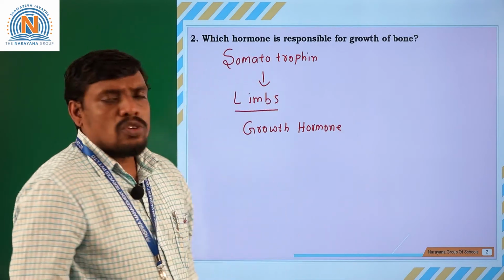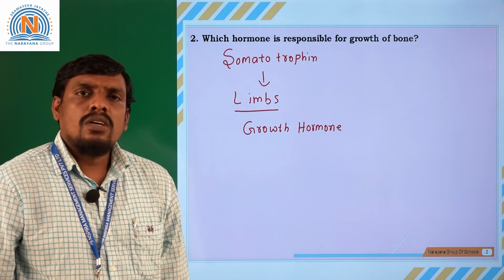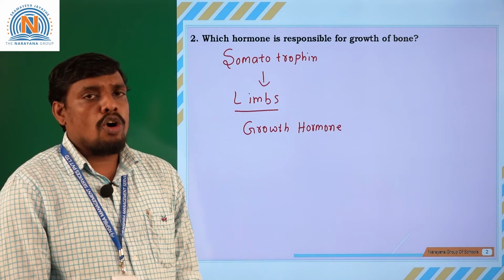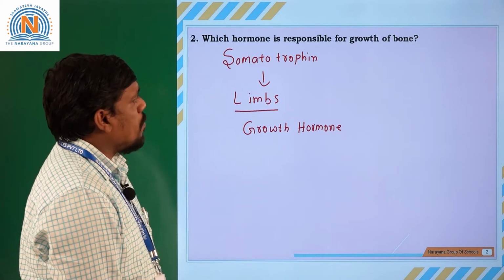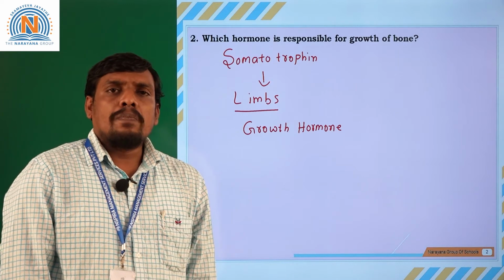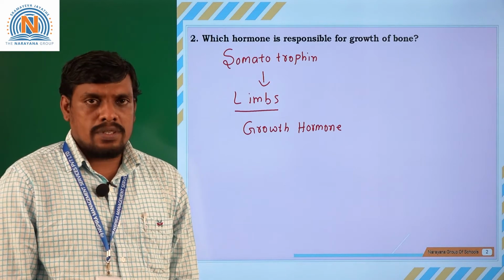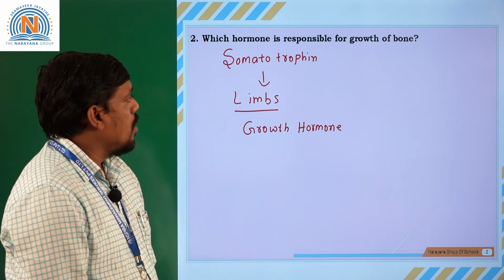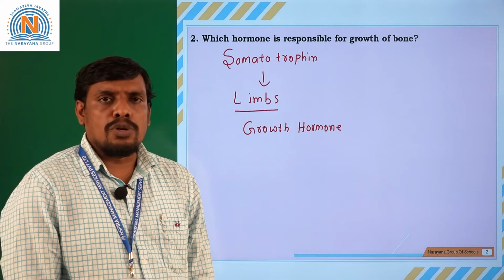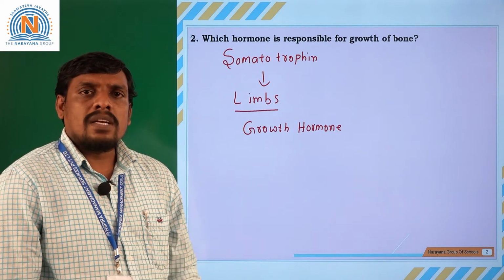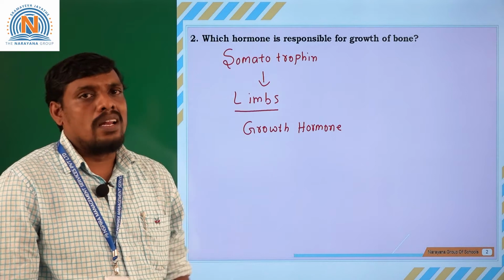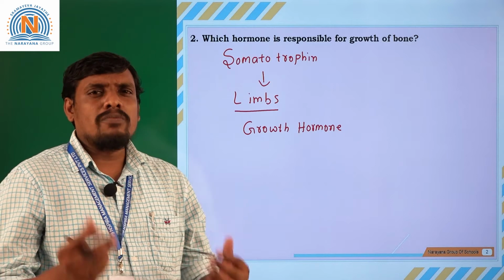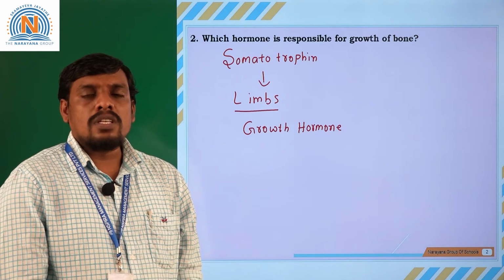If somatotrophin is not produced, what will happen? Growth of these forelimbs and hind limbs will be obstructed or damaged. So lack of somatotrophin causes poor development of our forelimbs and hind limbs. That is considered dwarfism. If a high amount of somatotrophin is produced, what will happen? The person grows above the normal level. That is called gigantism. Clear, students? That is not required, but for understanding purposes I have given it.